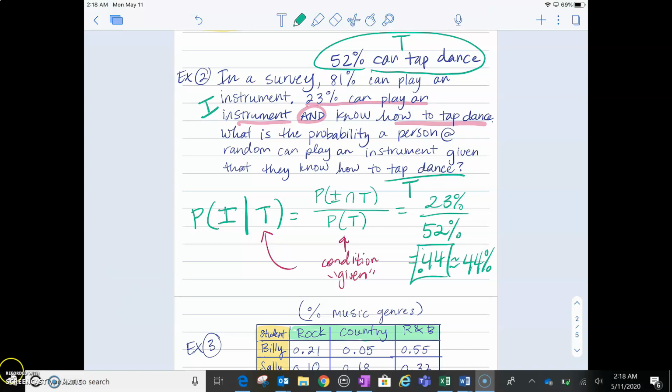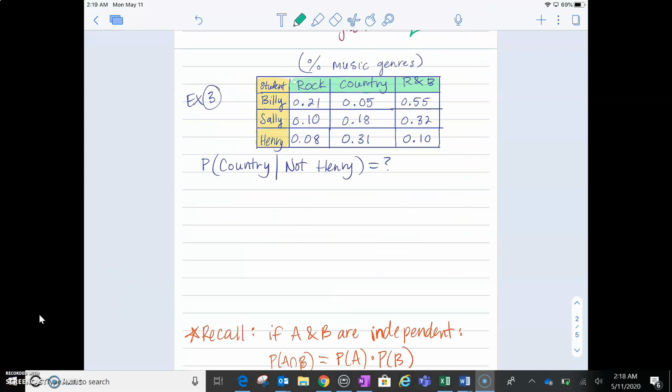Make sense? Good. All right, so we're going to do another frequency table example, but with conditional probability. So what's the probability that in this survey, you choose a song at random and it is a country song given that it's not Henry?